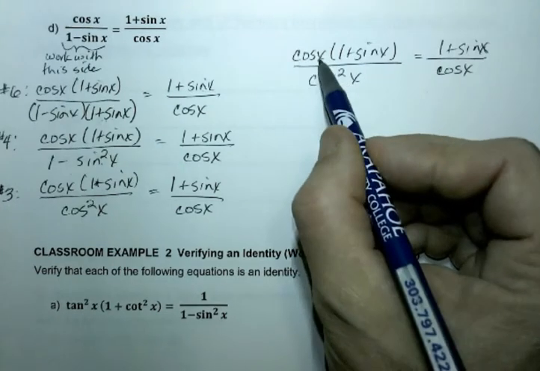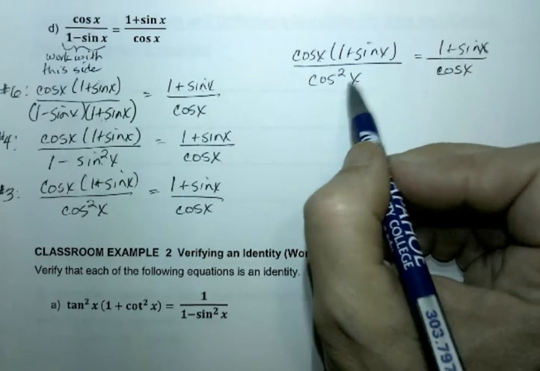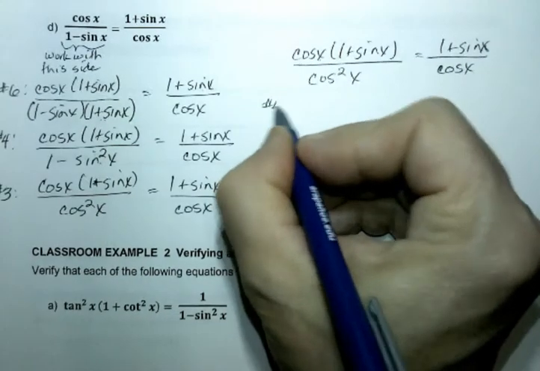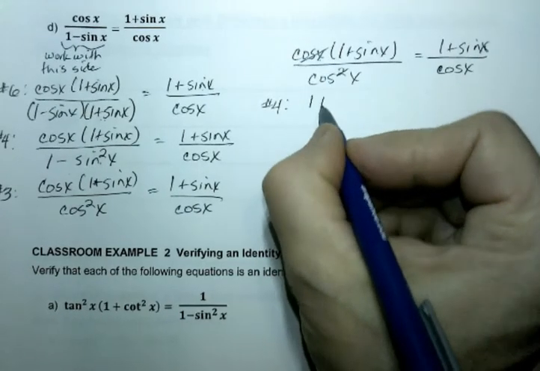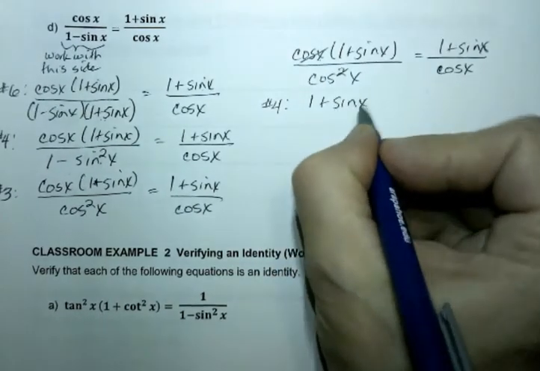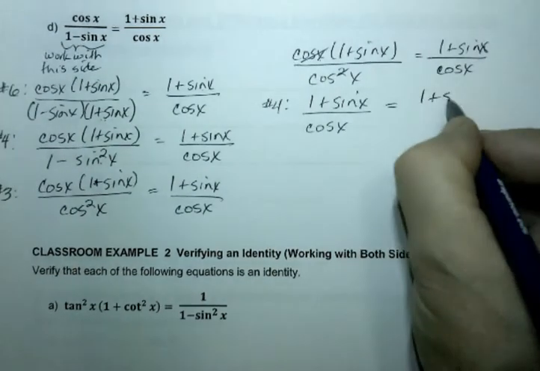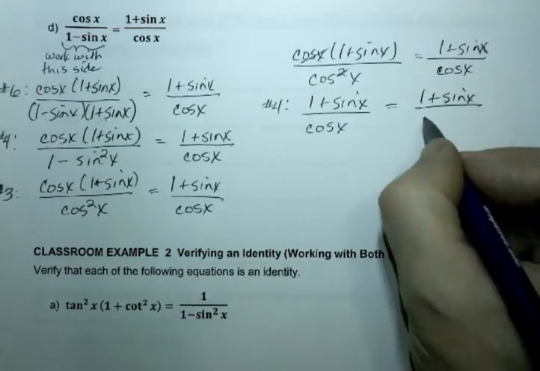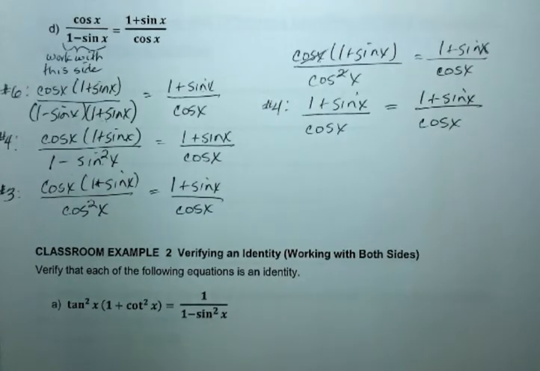The next thing I can do is just simplify this. I've got a cosine x here and a cosine squared x here, so I can cancel out a cosine x. And that leaves me with just a cosine x on the bottom. And that's exactly what I wanted to have. Now I've got the same thing that I have on the right side.